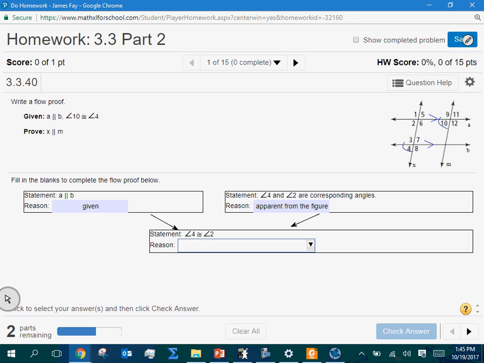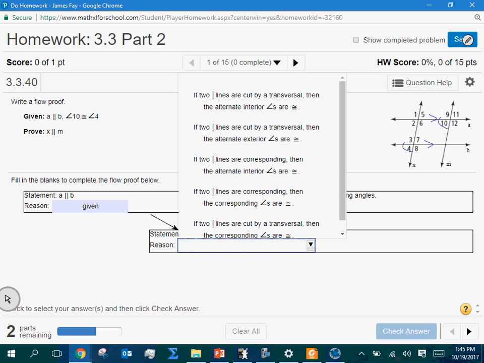We're good to go. All right, so now with those two statements, that A and B are parallel and 2 and 4 are corresponding, what can you say? If I combine those two together, what can I say about angles 4 and 2? They're congruent. That's because we had parallel lines, A and B, cut by transversal, and now we're looking at corresponding angles, and corresponding angles need to be what when parallel lines are cut by transversal? Congruent.